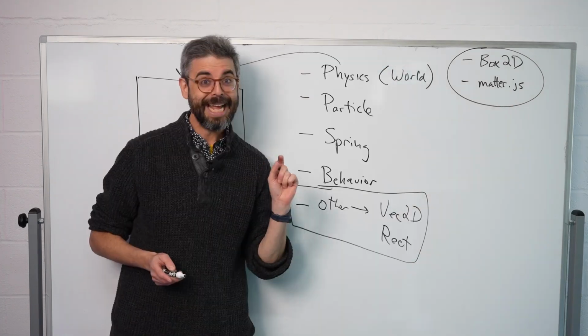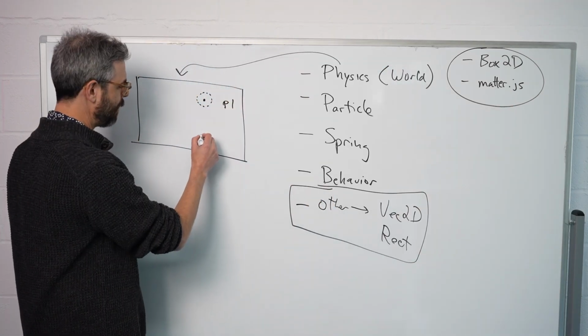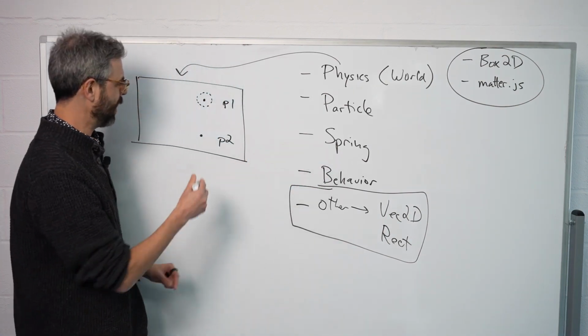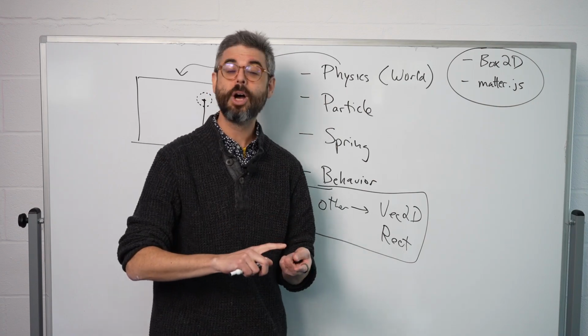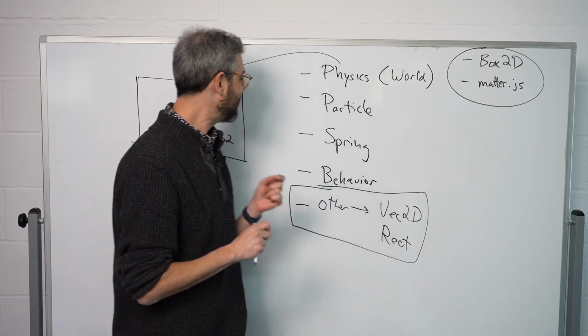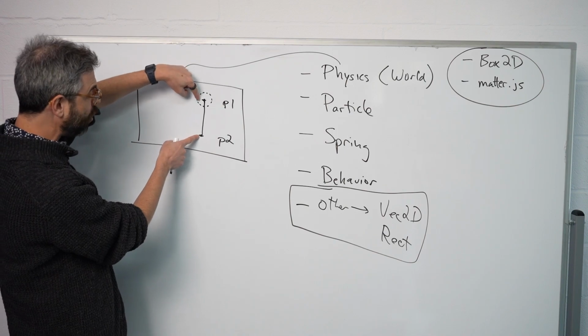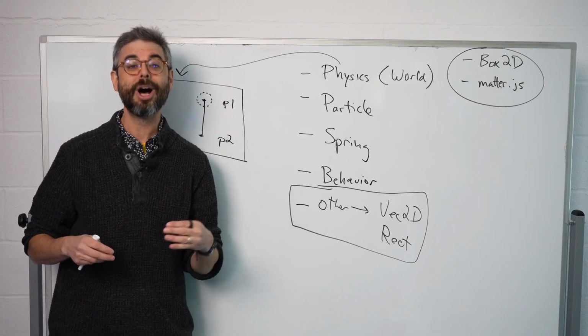If you have two particles, particle 1 and particle 2, they can be connected with a spring. Other terms for this might be joint or constraint. The idea is that there is some relationship between these two particles governed by a force that obeys Hooke's law, springs.